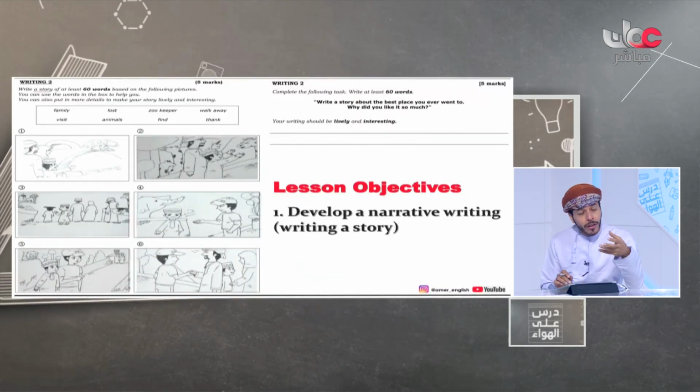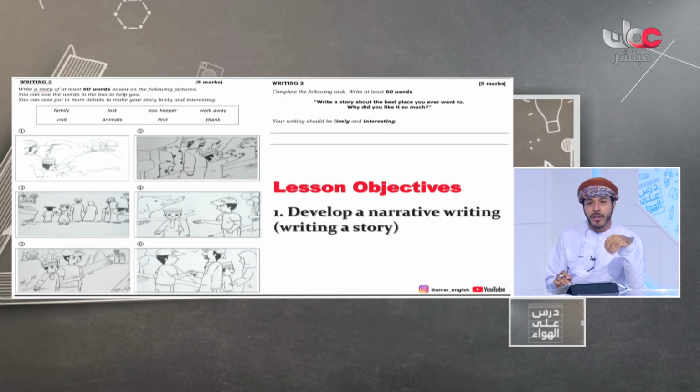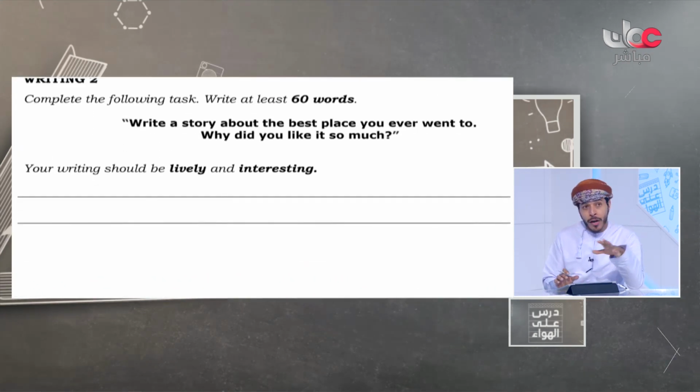Sometimes, or recently, they have come with a different type of writing stories by giving you instructions or like the situation, and you need to develop a story based on that situation. For example, like this one. So there is no story, no pictures here.